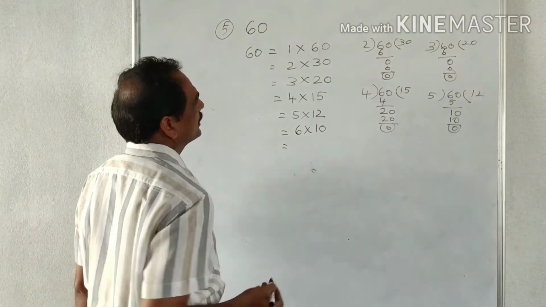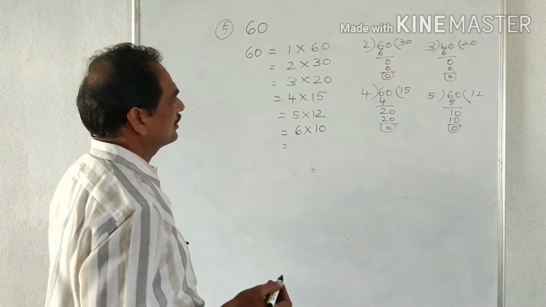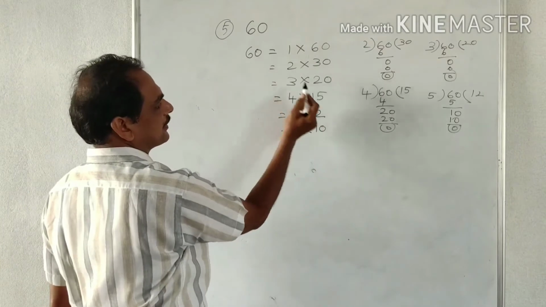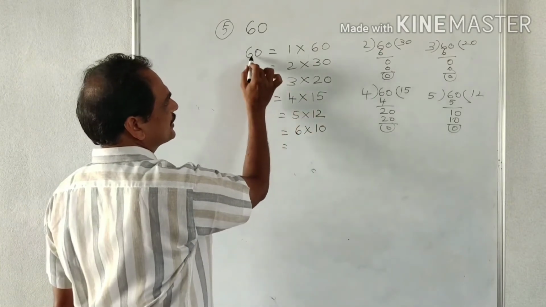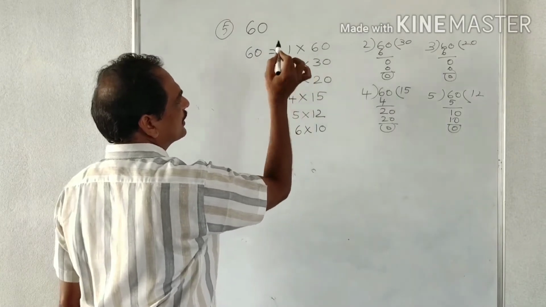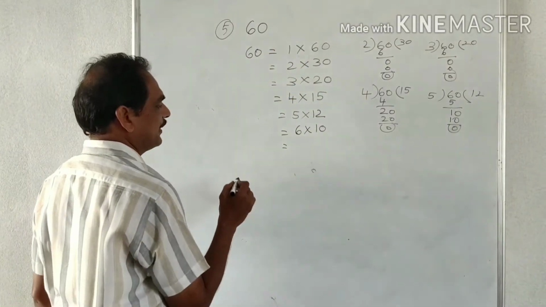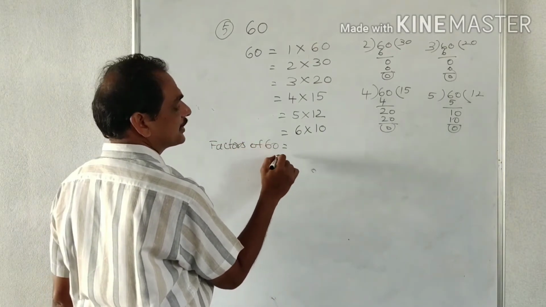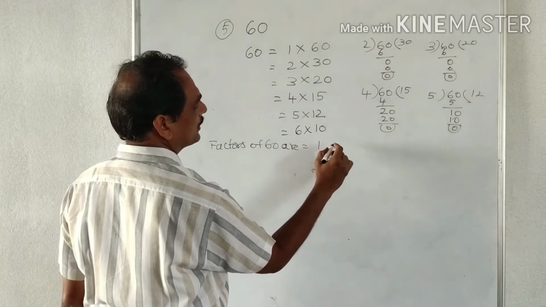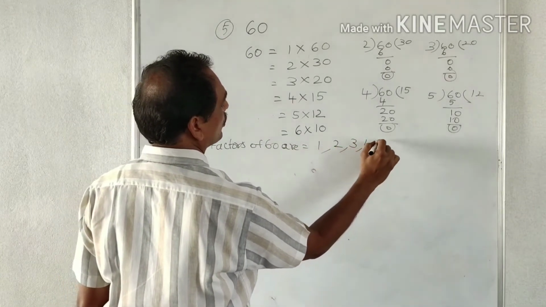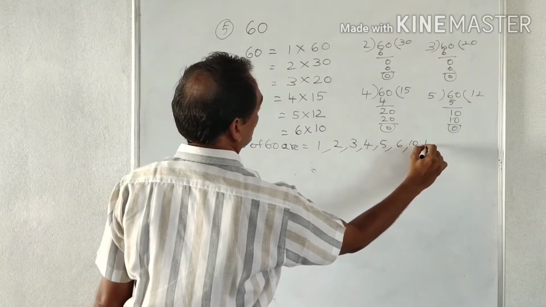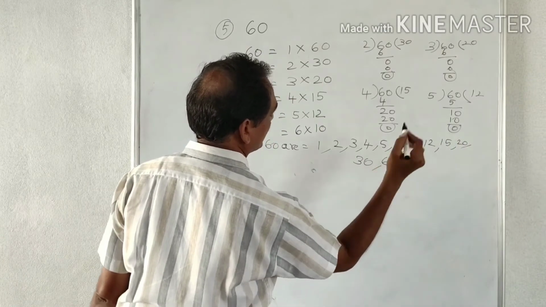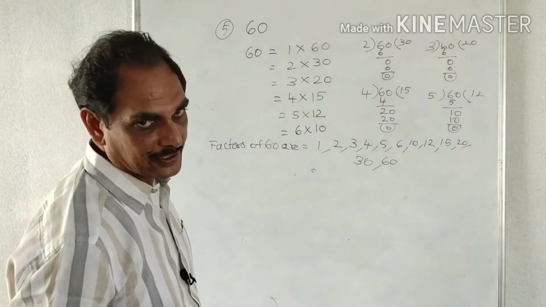Next 7. There is no 60 in the 7th table. 8, 9, 10. Again 10 6s is 60. 12 5s is 60. 15 4s is 60. 20 3s is 60. 30 2s is 60. 60 1s is 60. So now the factors of 60 are: 1, 2, 3, 4, 5, 6, 10, 12, 15, 20, 30 and 60. These are the factors of 60.